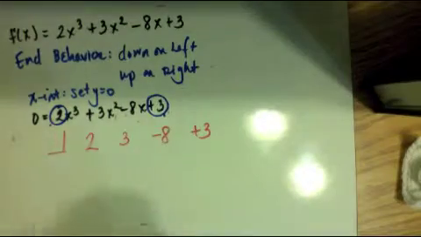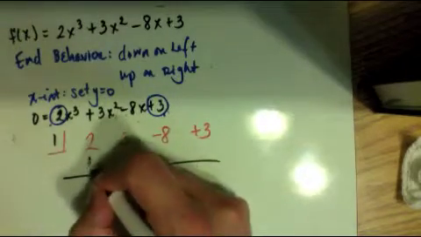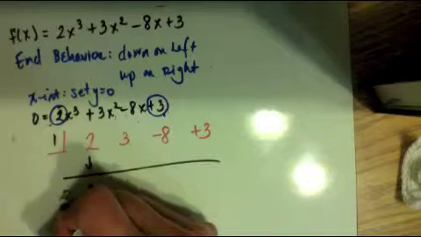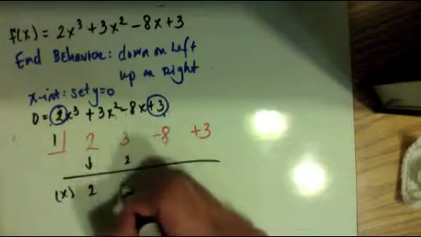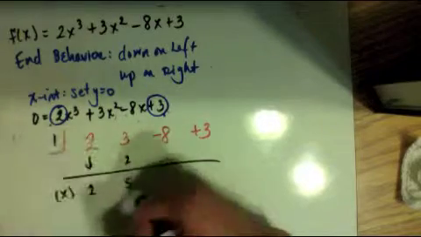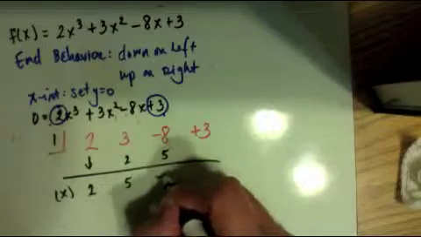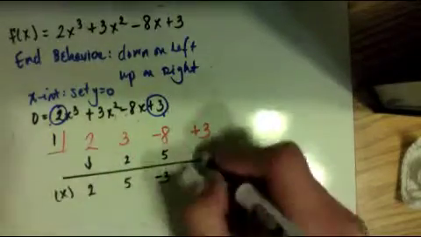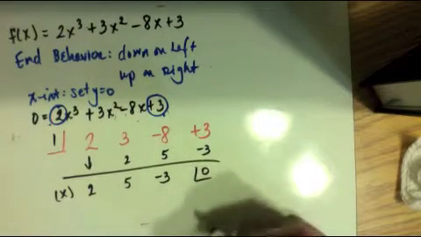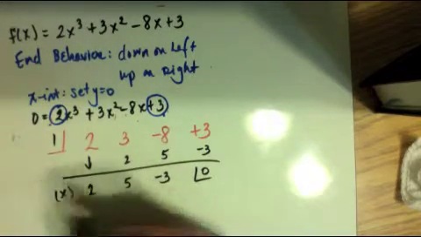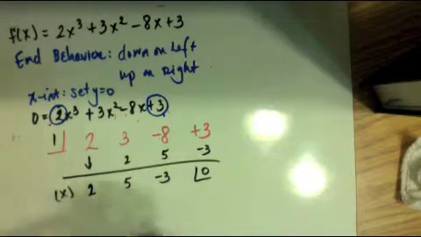What are we going to start with? Well, let's start with the simple one. Let's start with 1 and see what that gives us. Bring down the 2, and then we multiply. 1 times 2 is 2. 3 and 2 gives us 5. 1 times 5 is 5, -8 and positive 5 gives me -3. 1 times -3 is -3, and if you notice, that gives me a 0 remainder. What does that mean? That means that this guy is a factor of the polynomial.